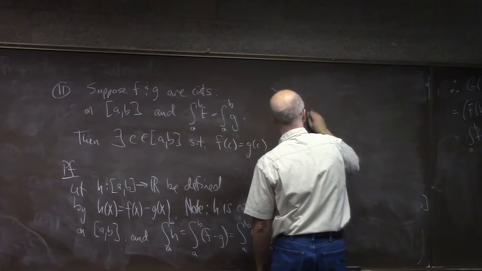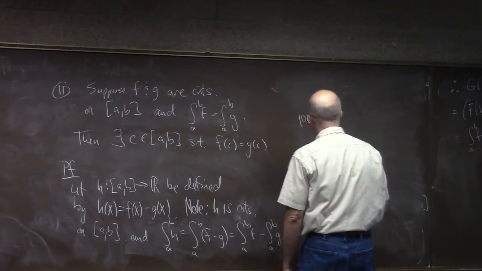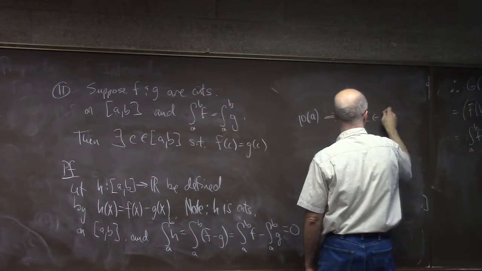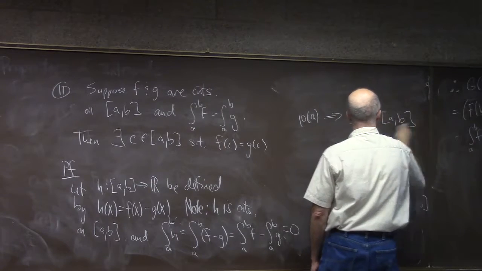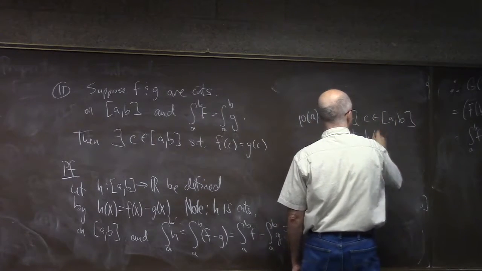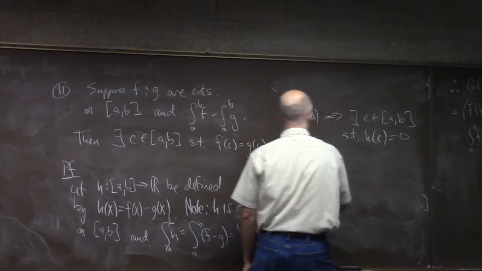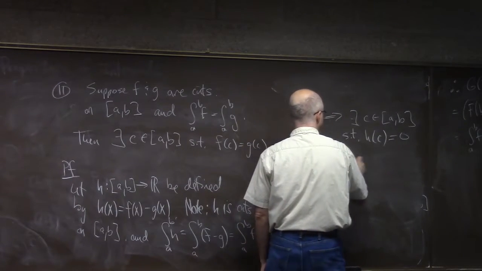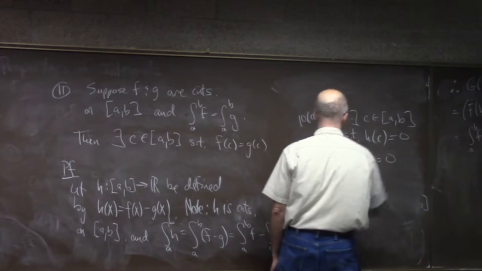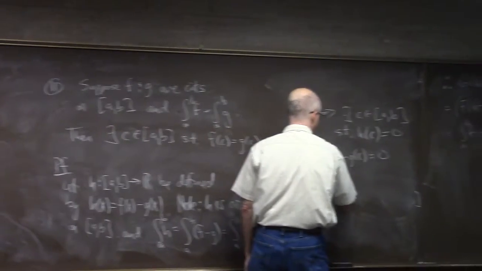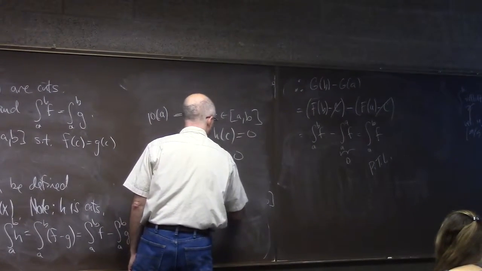10a implies there exists a c from a to b such that h of c is 0, implying f of c minus g of c equals 0, implying f of c equals g of c. Done, praise the Lord.